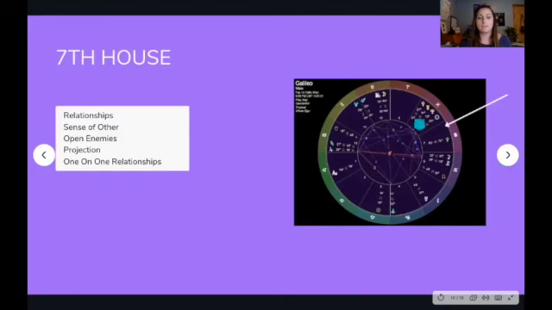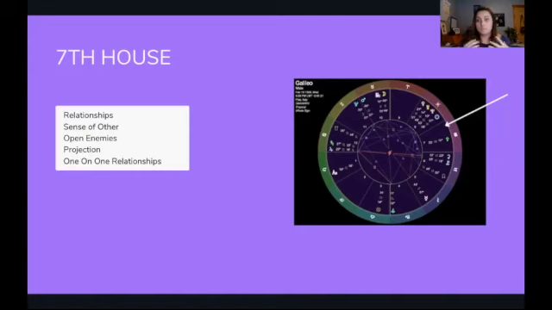And then we go on to the seventh house. The seventh house can also be called the descendant because it's opposite of the ascendant. It's an angular house. The seventh house is where we start to see ourselves in terms of other people. It's about relationships. It's about our sense of the other and the other's sense of us. It also can include open enemies and our projection of ourselves onto others. Any one-on-one relationship lies here.